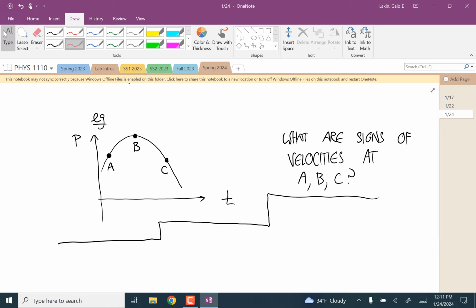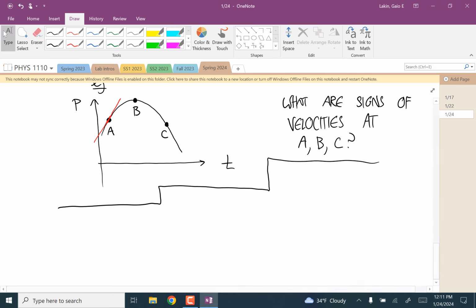Okay, well, in order to draw the tangent lines, the easiest way to do it is draw two nearby points that are on the curve, on the graph. Then draw the line that goes through those points. What's the slope of that red line? Positive, yep.